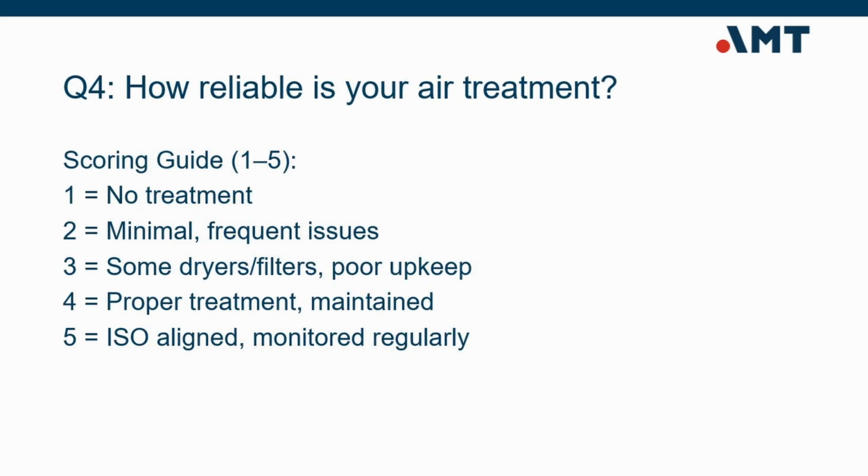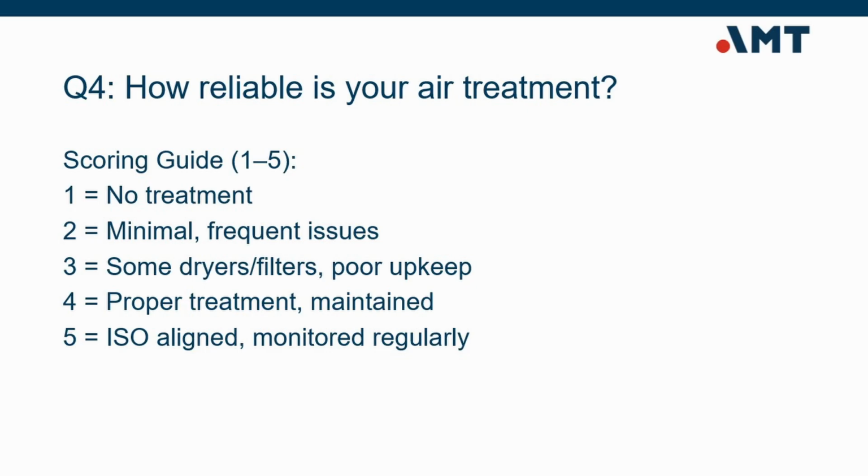Let's see how reliable your air treatment is. Score from 1 to 5. Air treatment includes dryers, filters, and drains. One of the most common hidden problems is drain failure. A drain stuck open wastes air continuously. A drain stuck closed floods the system.